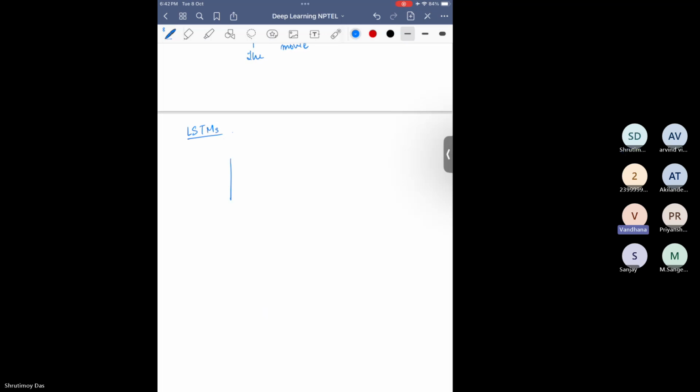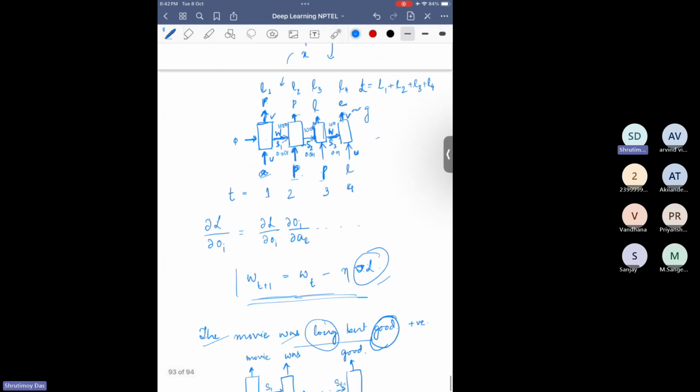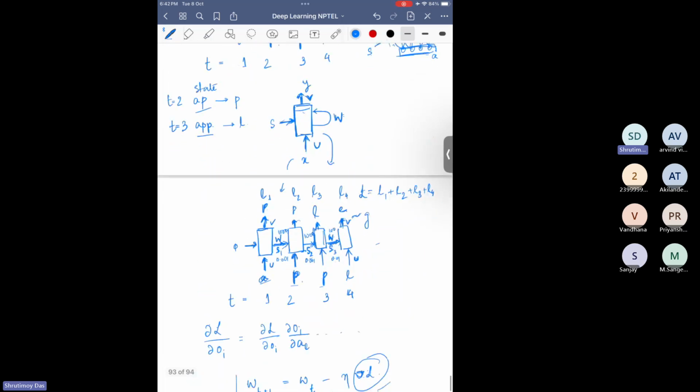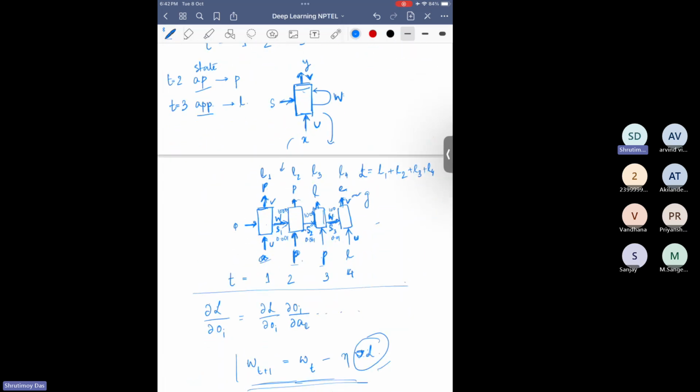Before this, can you explain the issue of exploding and vanishing gradient? Okay. So suppose we have some simple array. Let's say in this case, right?